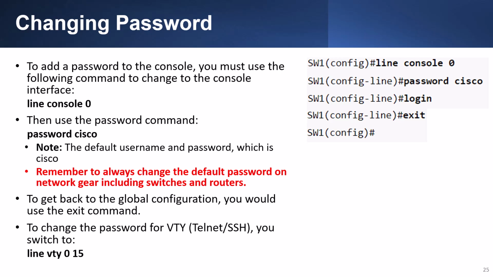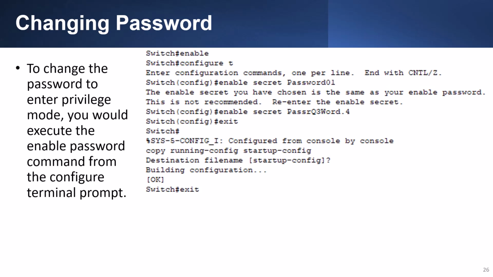To change the password for VTY, which is used for Telnet and SSH, you would switch to line vty 0 15. Then use the password command. To change the password to enter privilege mode, you would execute the enable password command from the configure terminal prompt.